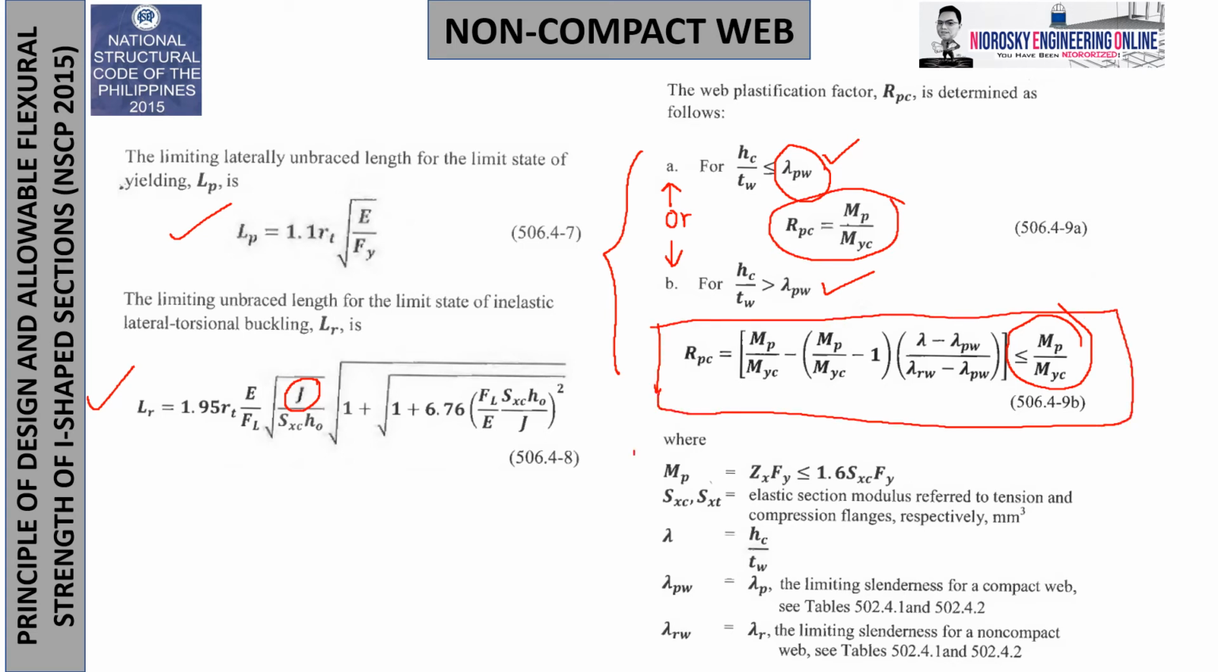So again, ulitin natin, ang Mp is just only Zx Fy, ganun Sxc, tsaka Sxt, so same as with the lambda, lambda pw, and then lambda rw, where lambda is to be checked as hc over tw. Yung h sub c, diniscuss ko na before. Minimeasure yan sa ilalim ng top flange, kung compression yung top, until the neutral axis.